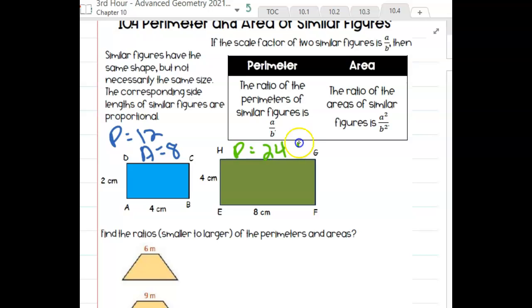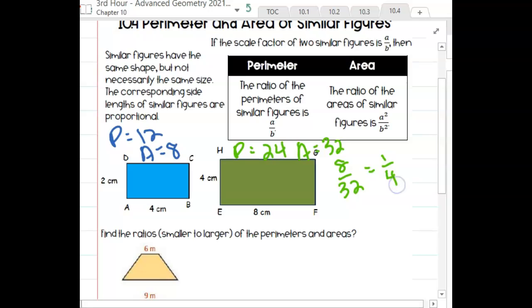And if I wanted to find the area of this rectangle, we would do 4 times 8, and we get 32. So how this works is if you were to write this as a ratio, if you were to take 8 over 32, and if you reduce that, you would get 1 over 4, which, if we look at the other ratio, the 1 to 2, 1 squared, 2 squared, it all works, okay?